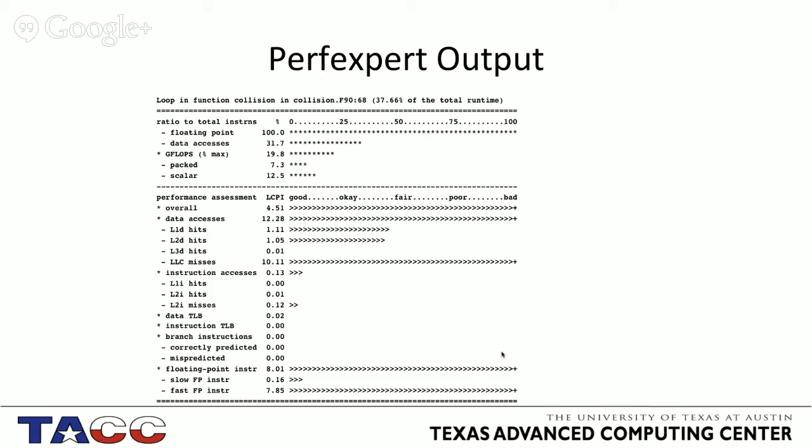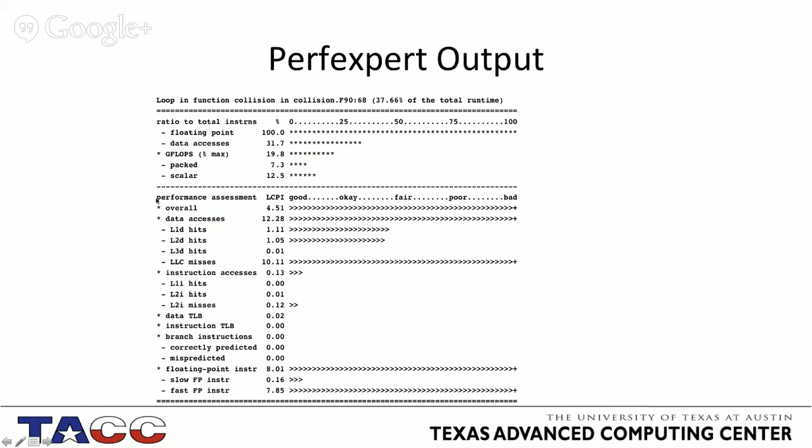So an example output, I don't know how well you can see this from there, but I hope it's not too small. An example output would be this. It would essentially say, hey, your function collision, which is called from line 68 in this file, you're spending almost 40% of your execution time. It will tell you the ratio of floating point to total instructions. In this case, it's 100%. There's no integrated data access, and so on.